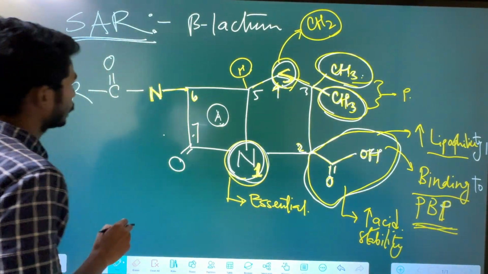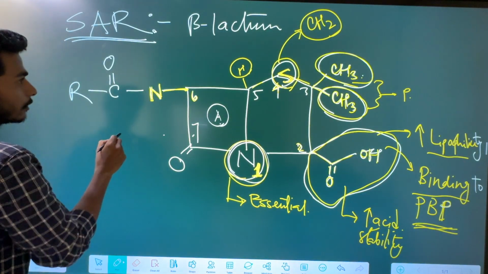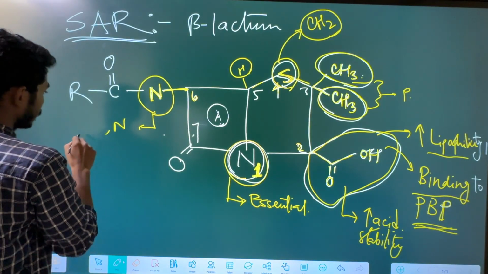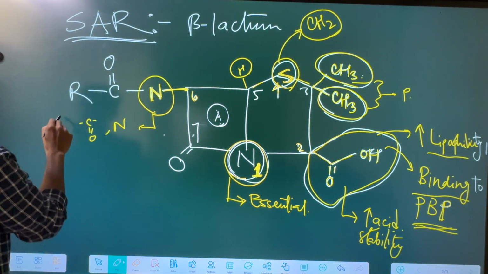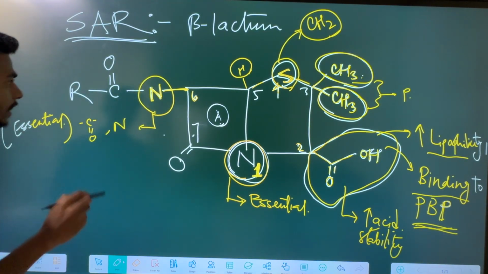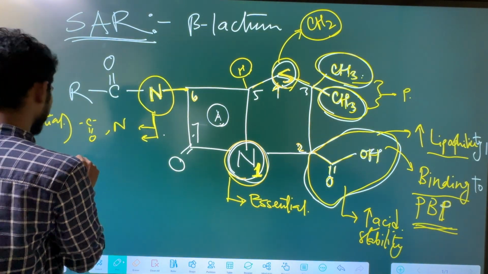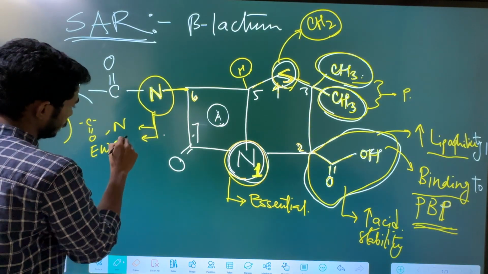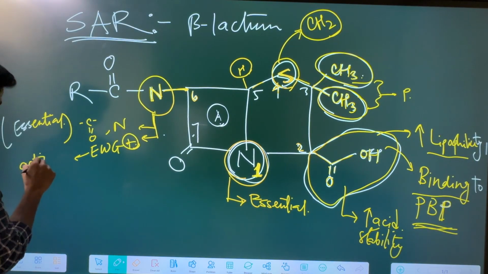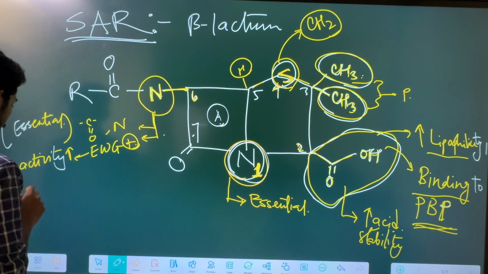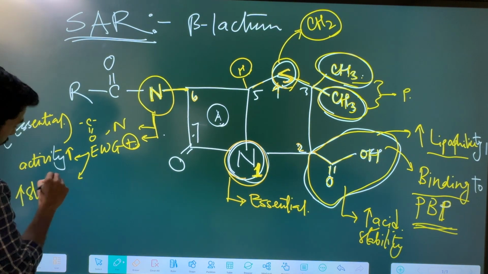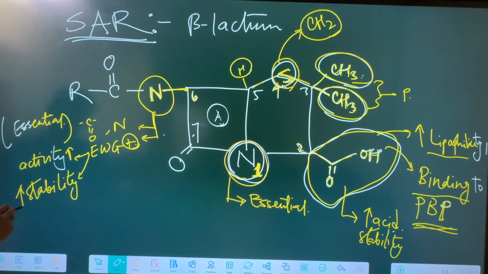Next, an important point you have to remember at the sixth position. Let me write that one. In that, nitrogen and carboxyl group are essential. Next, on addition of an electron withdrawing group, called EWG, the activity will increase, and the stability will also increase. That is called acid stability. Acid stability will also increase.